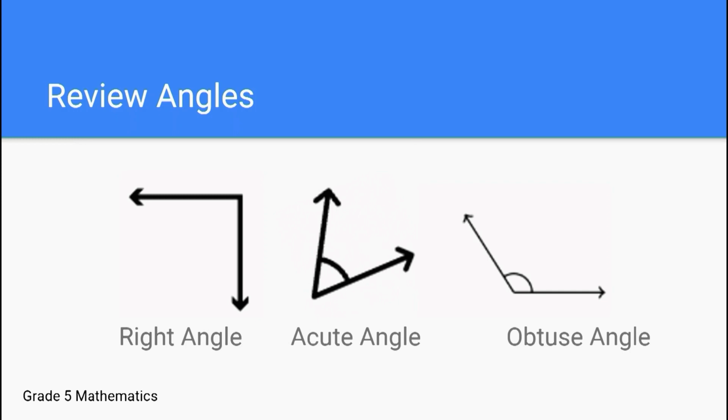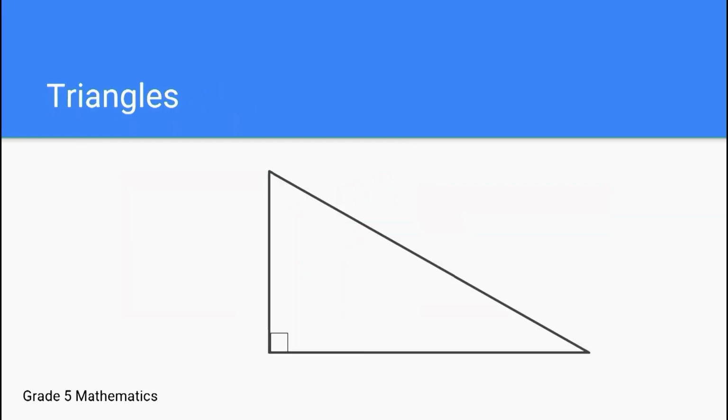An acute angle measures less than 90 degrees. It is narrower than a right angle. An obtuse angle measures more than 90 degrees. It is wider than a right angle. We can use what we know about angles to name triangles.